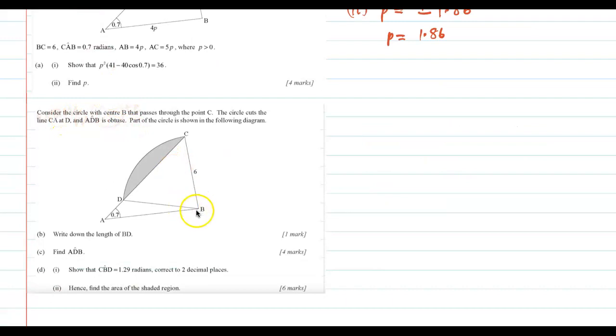With this as the center, the circle has been drawn, this arc has been drawn. The circle cuts CA at point D, and ADB is an obtuse angle. Part of the circle is shown in the figure. Find the length of BD. You know that obviously this is the radius. So this is 6, this is also 6. So BD is equal to 6, the radius of the circle.